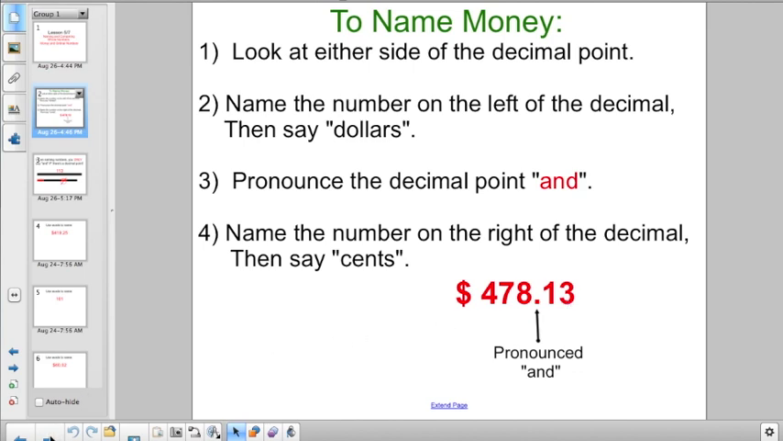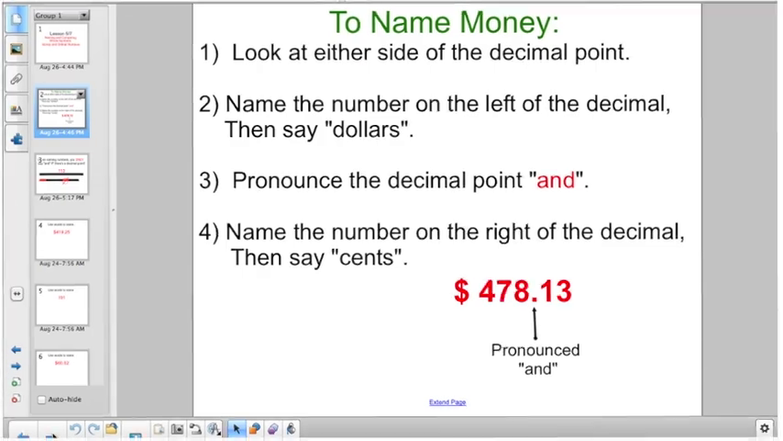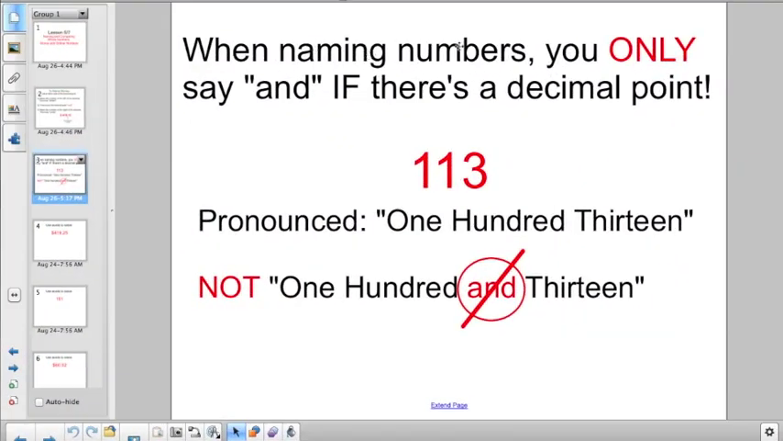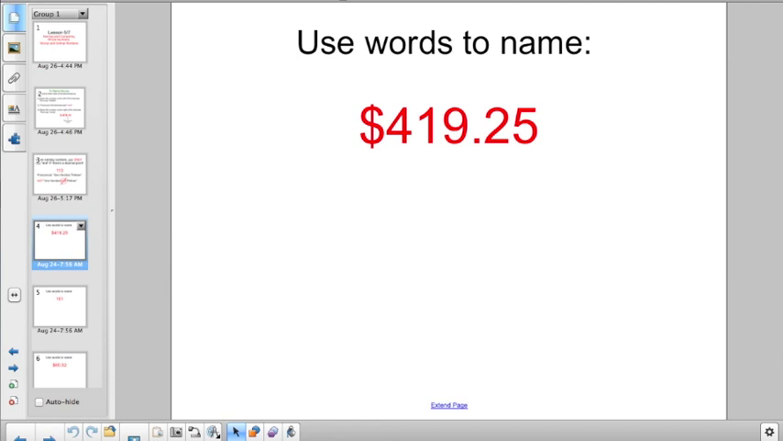I don't think there's a kid out there who usually doesn't have a pretty good handle on this. But there's a few things you do know about that word and. When you're naming numbers, you only say and if there's a decimal point. This number, 113, you pronounce it 113, not 113 and. Kids will sometimes stumble on this. You only say the word and if there's a decimal point. So let's jump right into some examples right now because that was pretty easy.